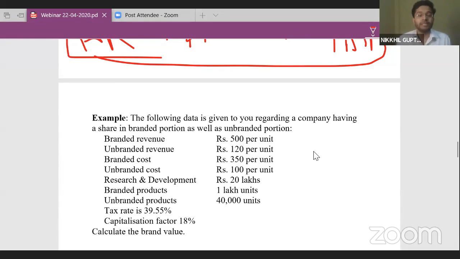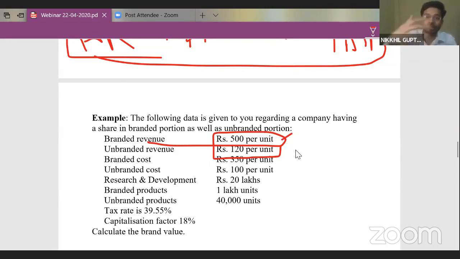So guys, the company sells its products in two ways, with logo and without logo. With logo, branded revenue, you fetch 500 rupees per unit. Unbranded revenue, if you do not affix the logo over it, then you will fetch 120 rupees. Oh, so much of difference. 500 rupees, 120 rupees. Yes, that is the magic of brand.